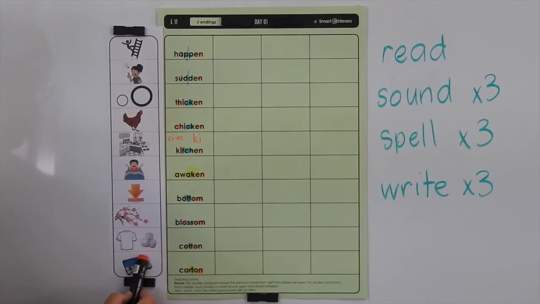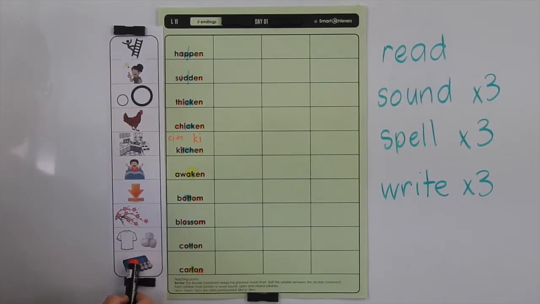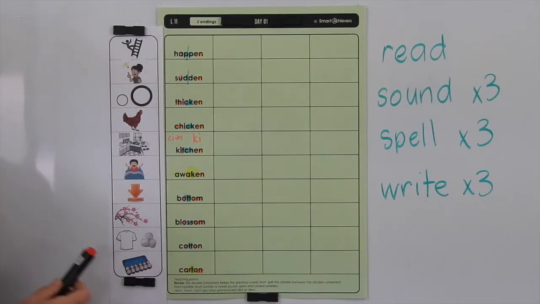Carton is a box or packaging that we put things in. So a carton of something would mean a box or a container for something. So this is a carton of eggs. Okay, let's read the words, sound the words, spell the words.